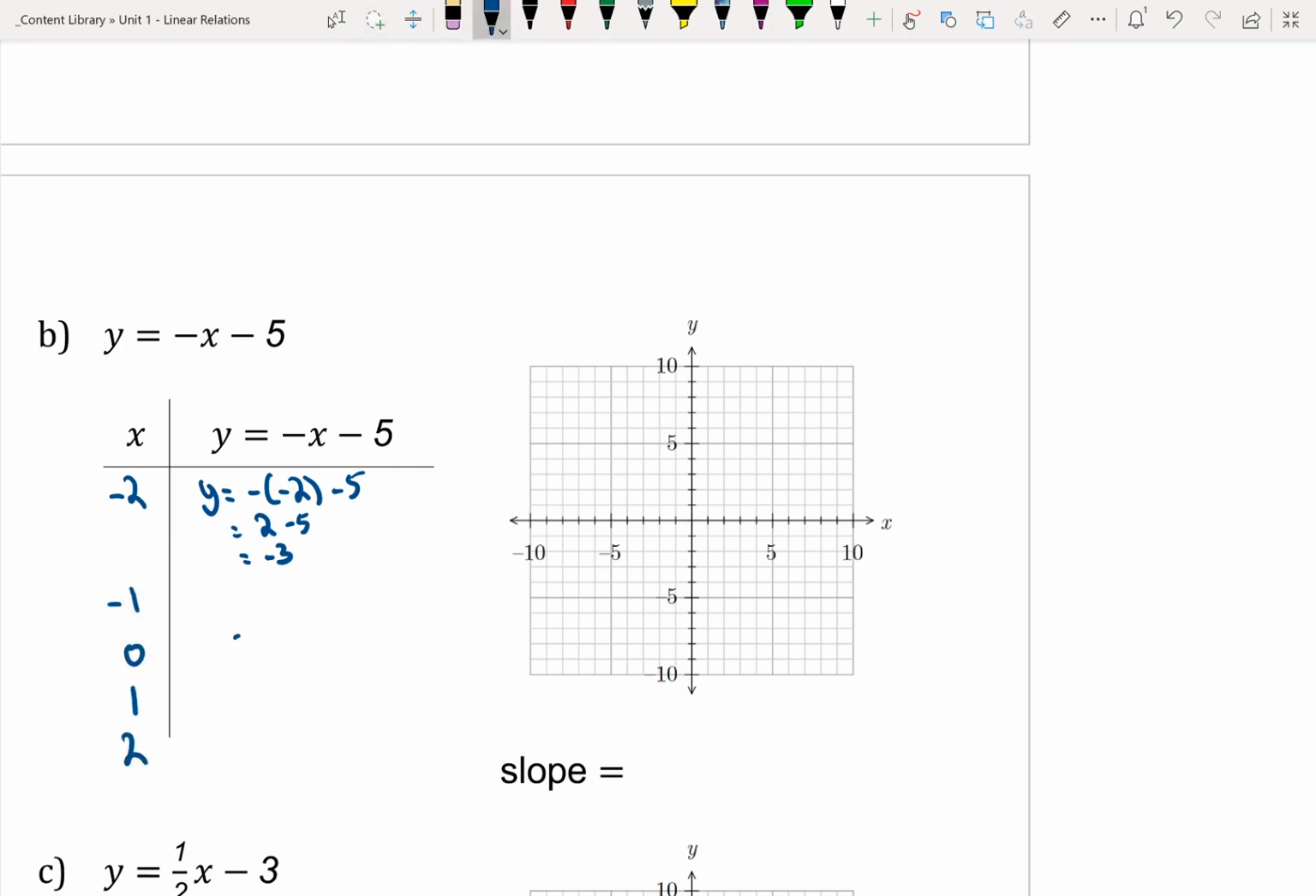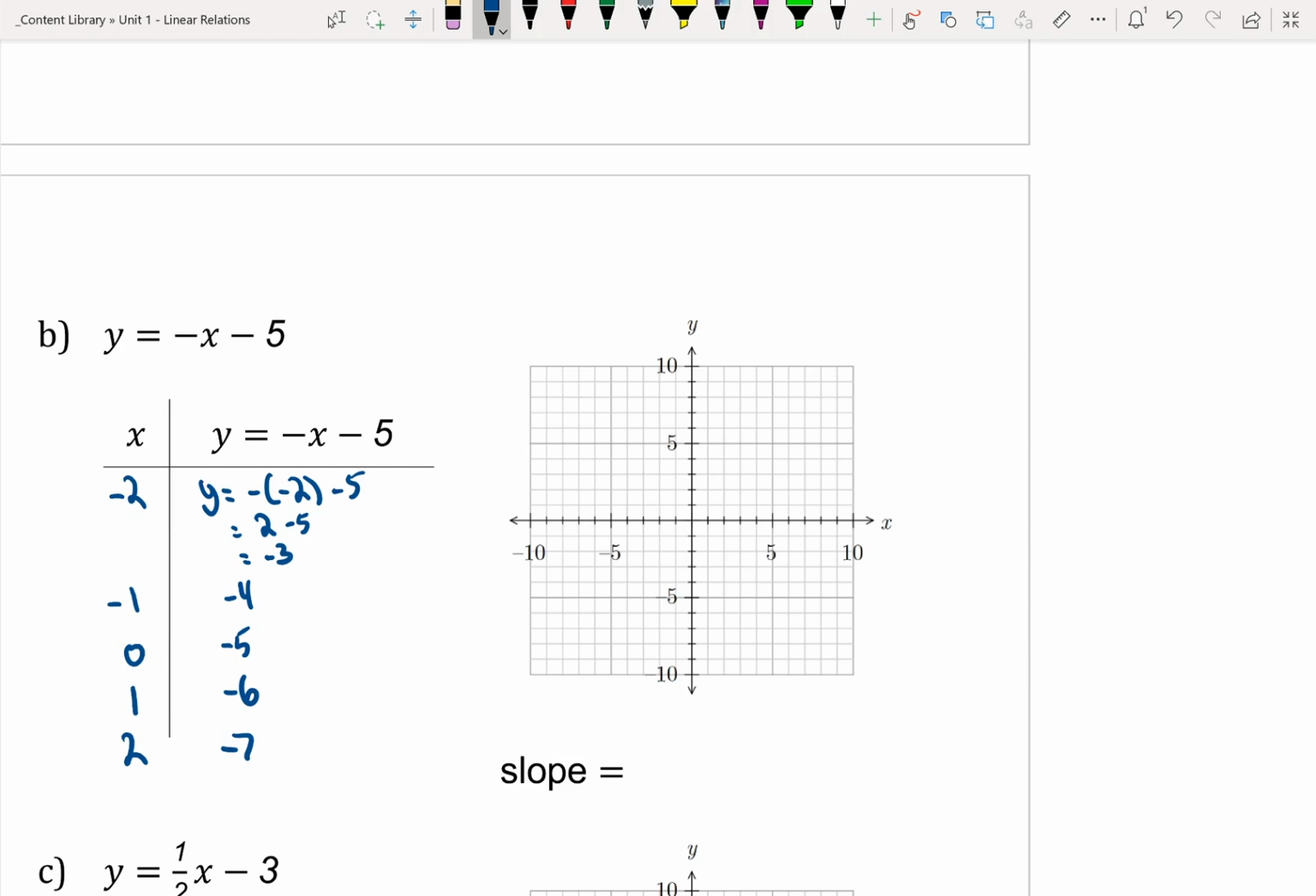When x is -1, I get -4, then 0, -5, -6, and -7. Now that I have these points, I can go through and plot these points on a graph.